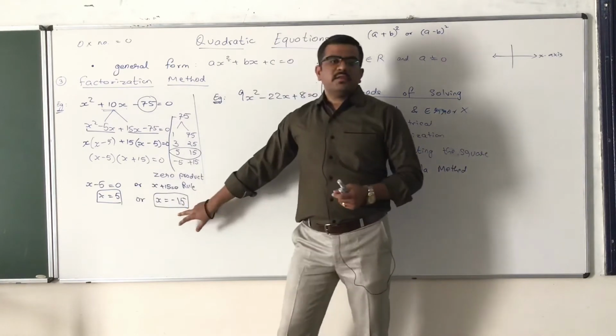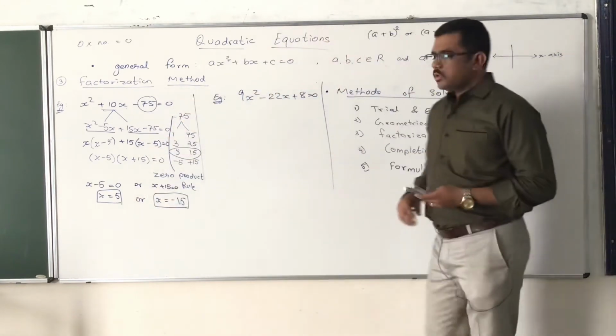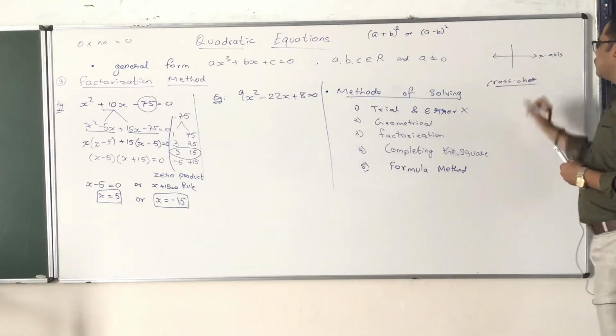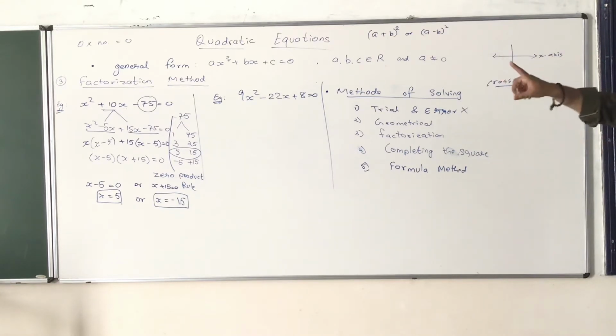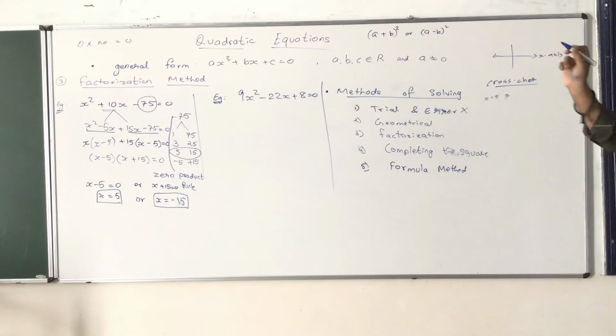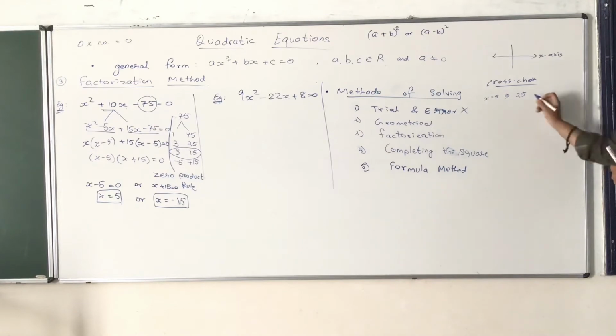Now, we'll cross verify whether these are the solutions of the equation or not. Now, how to cross check? Just put the value of x in the equation and check whether it is equal to 0 or not. So we put first x equals to 5. That gives x squared, that is 5 squared, 25, plus 10x, that is 10 times 5, 50, and then minus 75. So 25 plus 50 is 75, minus 75 is equal to 0. So x equals to 5 is the solution of the equation.